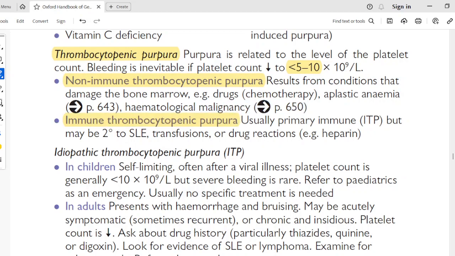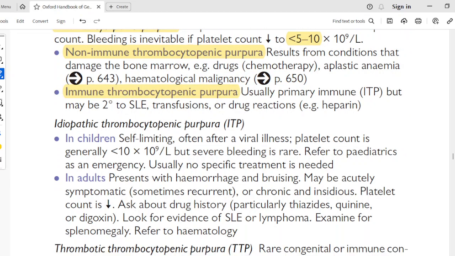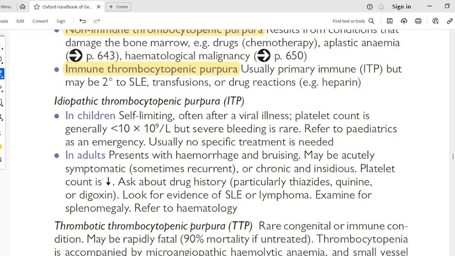Immune cause of thrombocytopenic purpura, usually primary immune ITP but secondary to SLE, transfusions or drug reactions like heparin. So heparin-induced thrombocytopenia is a type of immune thrombocytopenic purpura due to antibodies.